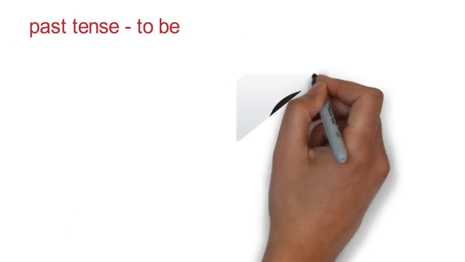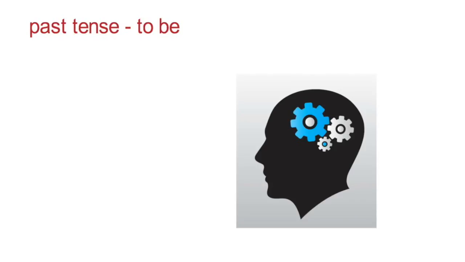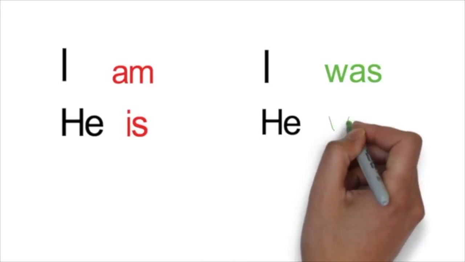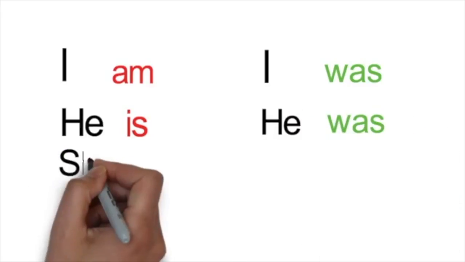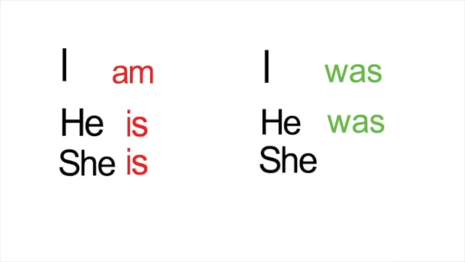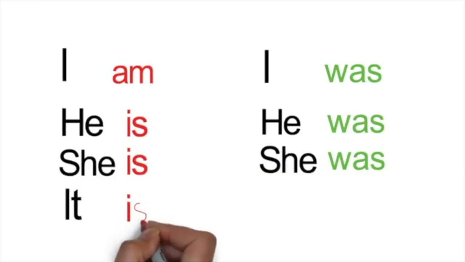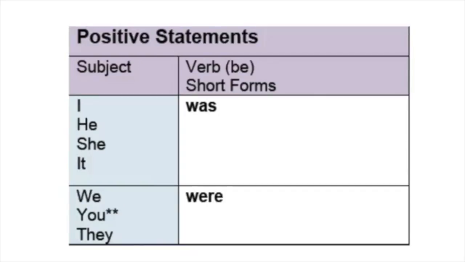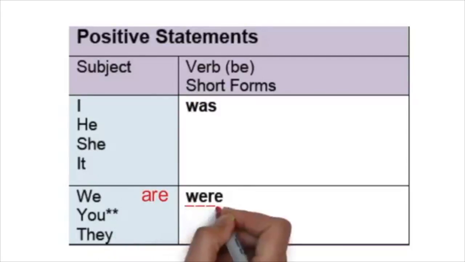The past tense of the verb to be is easy to form. We just change I am to I was, he is to he was, she is to she was, and it is to it was. All of this is shown in the chart. For other pronouns like you, we, and they, we change the verb from are to were.